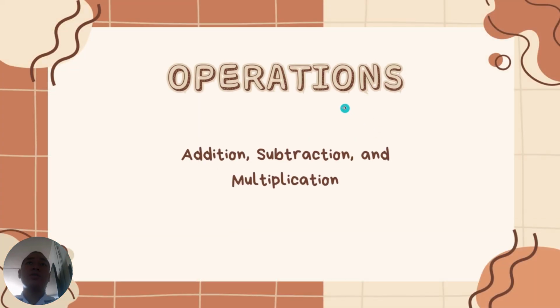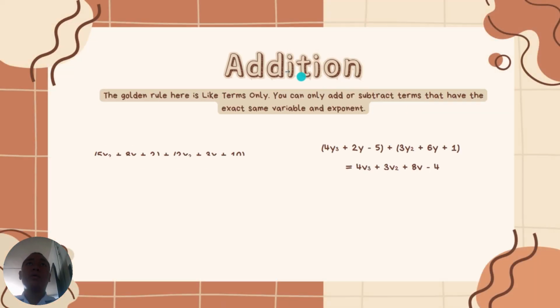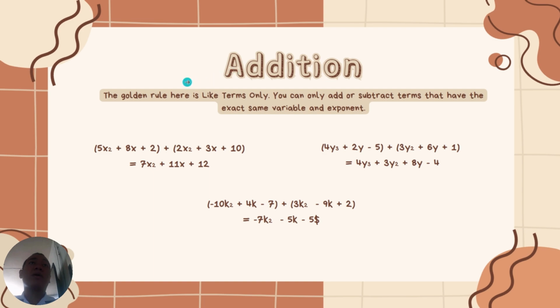There are different operations that you can use, which are addition, subtraction, as well as multiplication. For addition, the golden rule here is like terms only. You can only add or subtract terms that have the exact same variable and exponent. For example here, 5x squared plus 8x plus 2 plus 2x squared plus 3x plus 10.